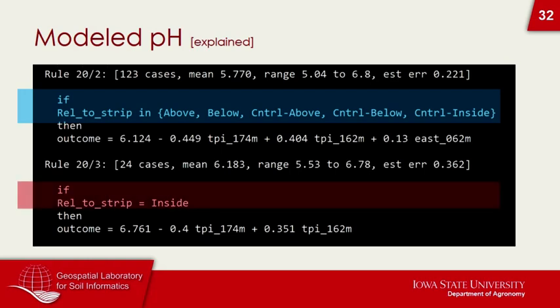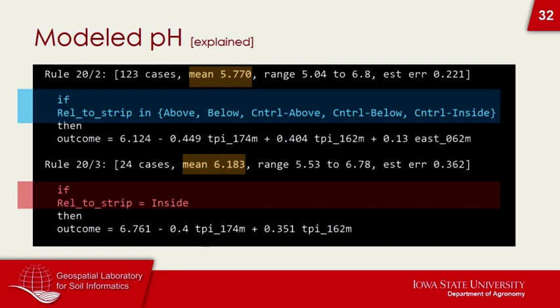The second rule, or third rule, second for you guys, decided to group the inside part separately. The means here were statistically significant at alpha 0.05. So each test that you make, if you were measuring pH above the strip or in the control plot, below the strip or in the control plot, if you're thinking about it that way, those can be grouped together. If you were inside a prairie strip, this model would model you differently.